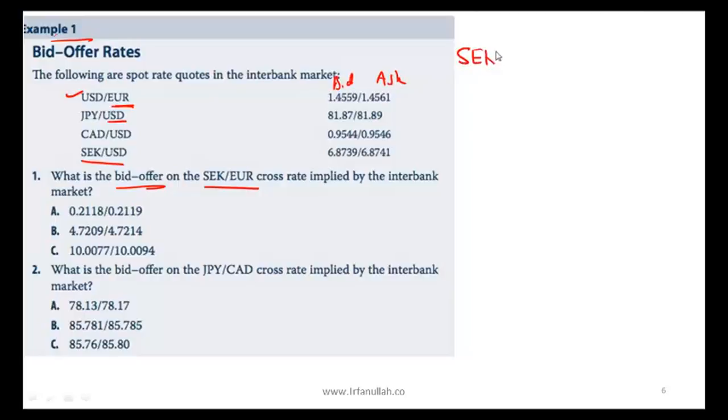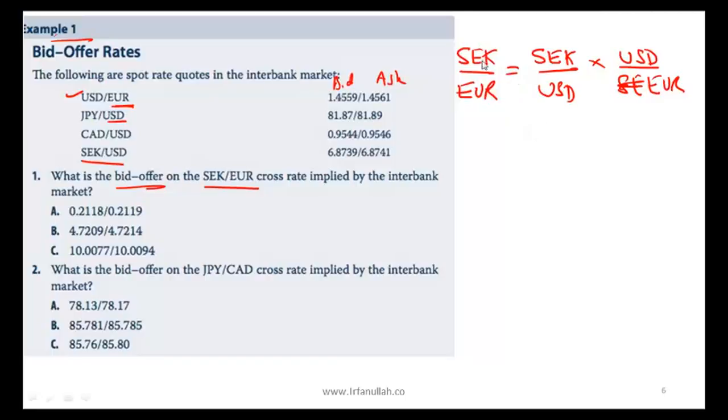So this is basic algebra. SEK over euro. What is the common currency in between? It's the US dollar. So the way you can do this is SEK, Swedish krona, over USD multiplied by USD over euro. This was one part. The other part is we have bid ask over here.